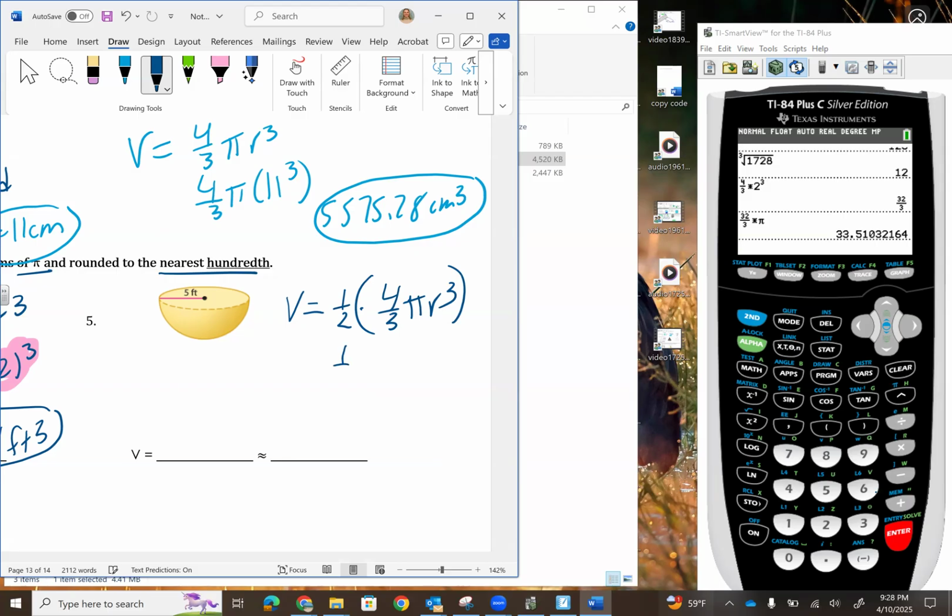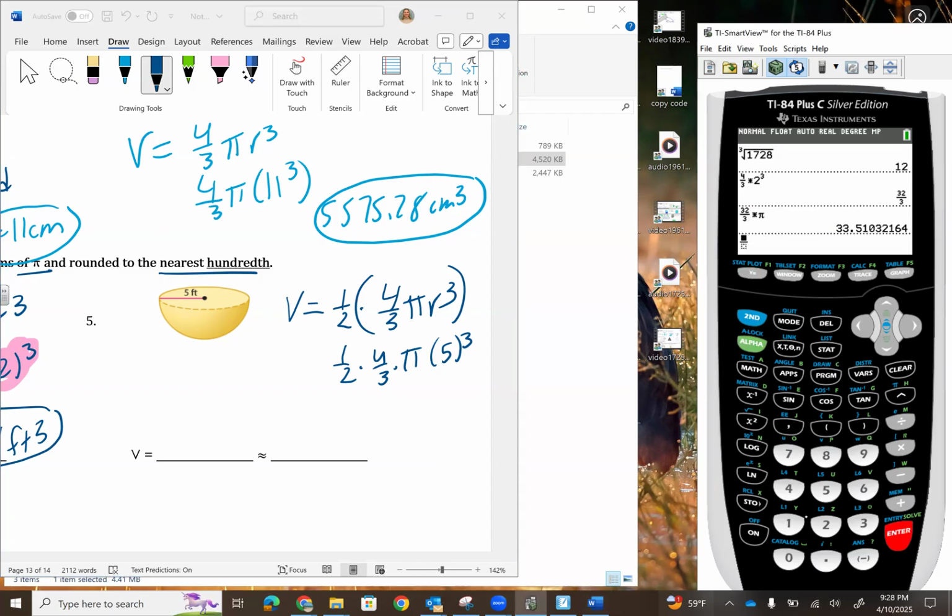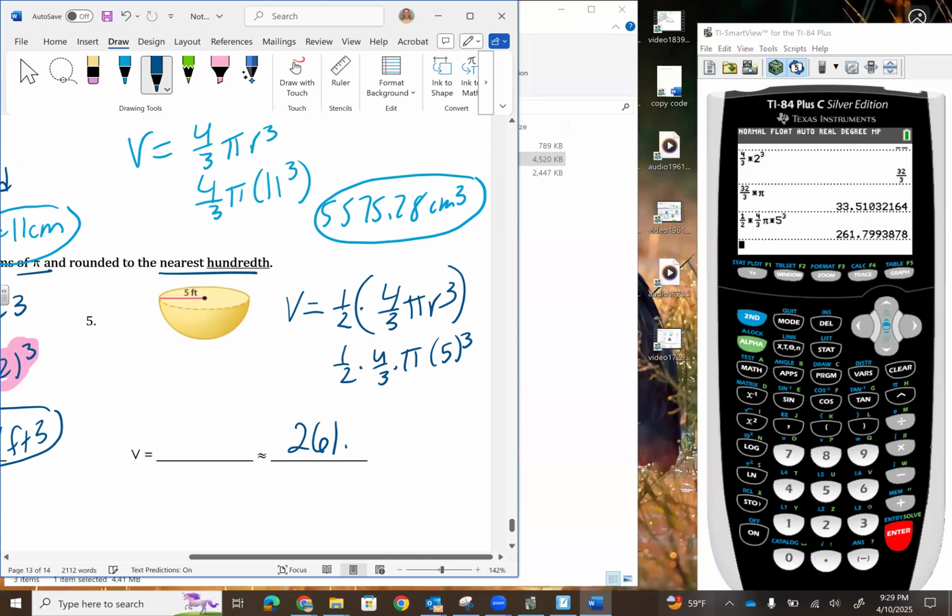So if you do this, you do 1/2 times 4/3 times pi times 5 cubed. You can use your calculator. Alpha y equals enter, 1/2 times 4/3 times pi times 5 to the third is 261.799, and that's in feet cubed.